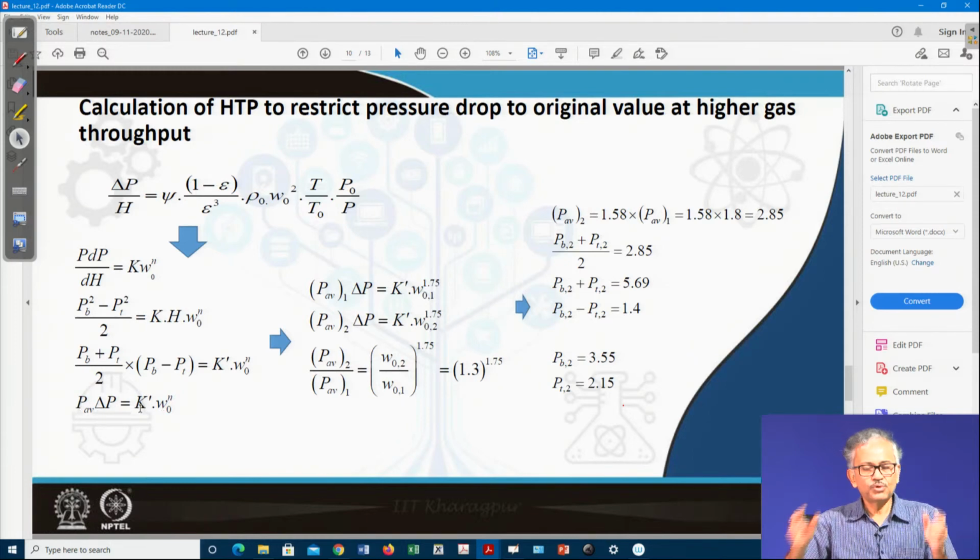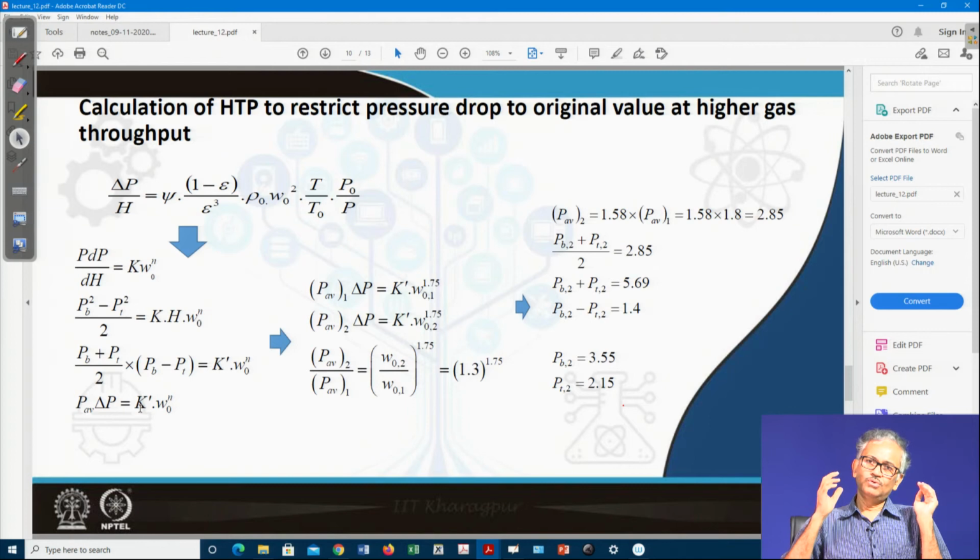So, you can see the product of average pressure and the pressure drop is directly proportional to your linear velocity to the power n. N is called the exponent, and this n value is around 1.75 in the blast furnace. So, it is easily used, and you can calculate.